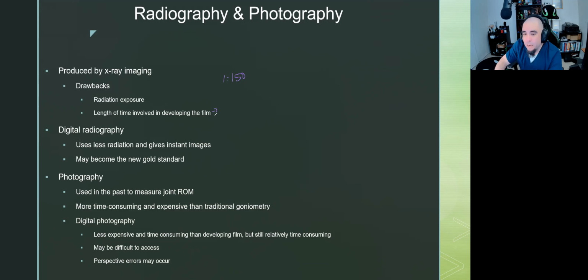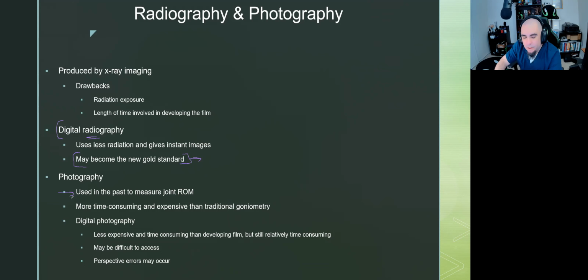Used to be a long time developing the film, but now we have digital X-rays, and most of the time we can get the digitals back right away. That's digital radiography right here. And it may eventually become the gold standard, but I don't see that happening because of the exposure to the radio waves. We don't typically want to do that.